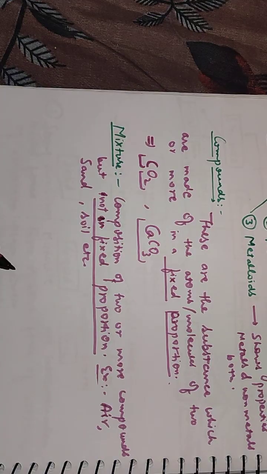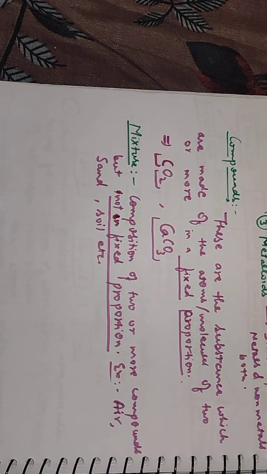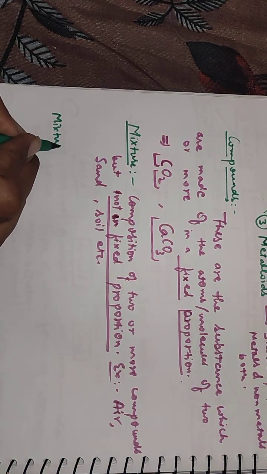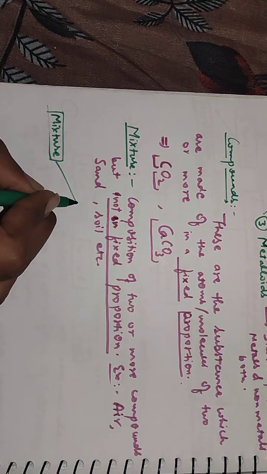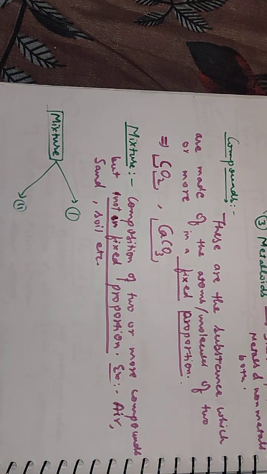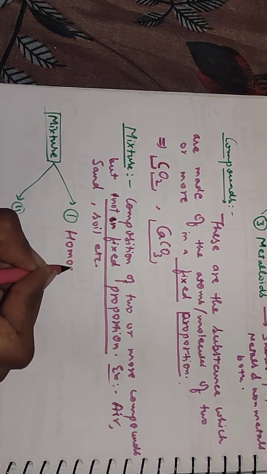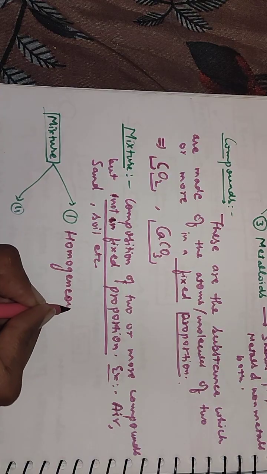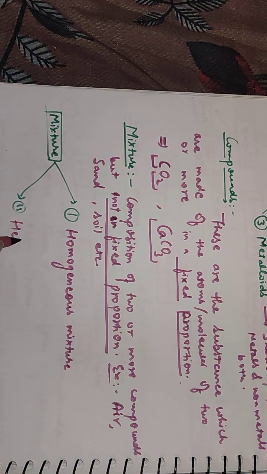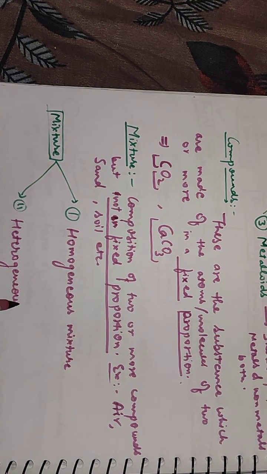Now, as we discussed in the last lecture, a mixture is classified into two main categories. What are the two main categories of mixture? The mixture has two main categories: homogeneous and heterogeneous. The first one is the homogeneous mixture, and the next one is the heterogeneous mixture.